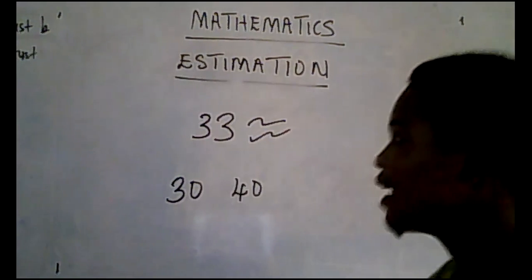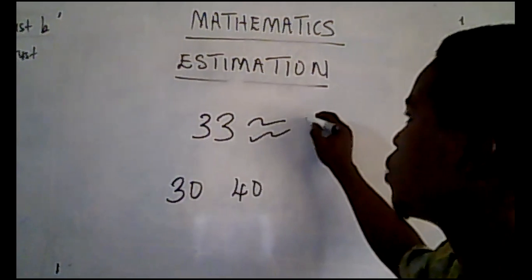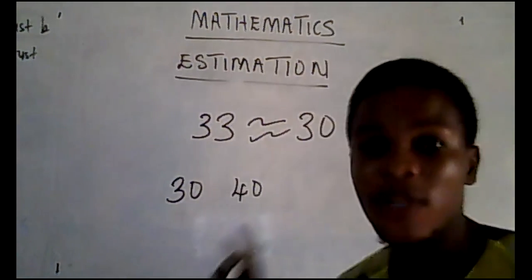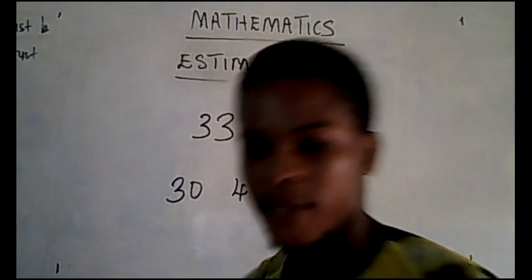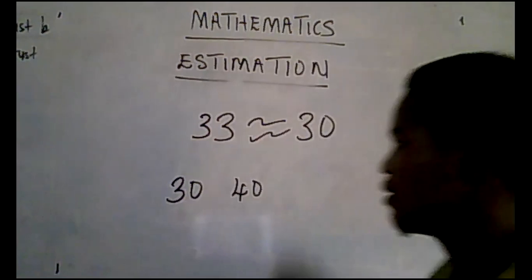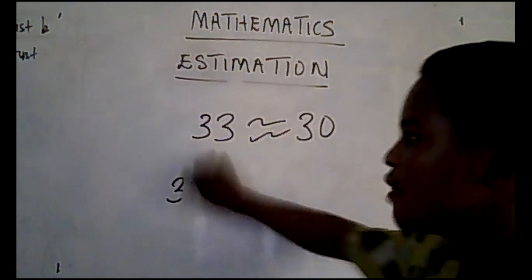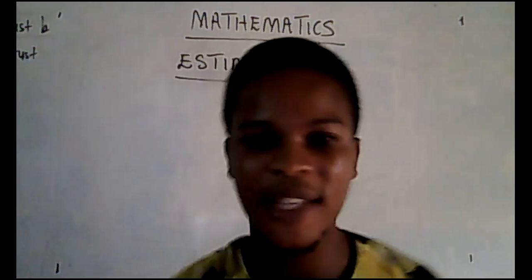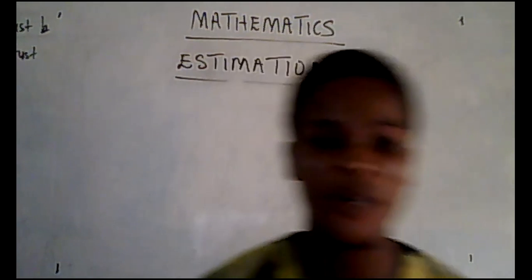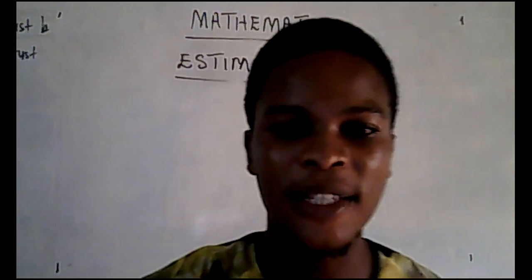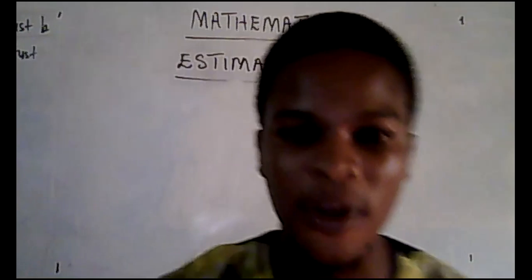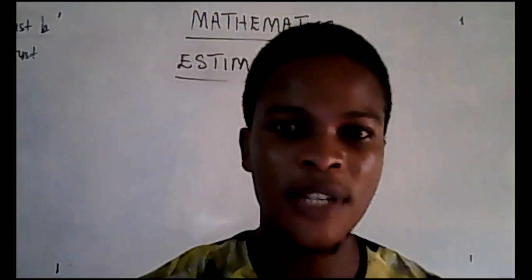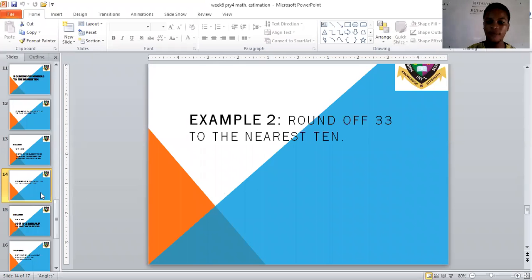Automatically, this 33 will be approximately equal to 30, because 33 is closer to 30 than to 40. You get what we are doing here. It is very, very simple and very straightforward. So, whenever you are asked to approximate any figure to the nearest 10, what to do is to look at the 10s in front and behind that particular figure, and look at the closest to the figure. And the closest will give you your right answer.